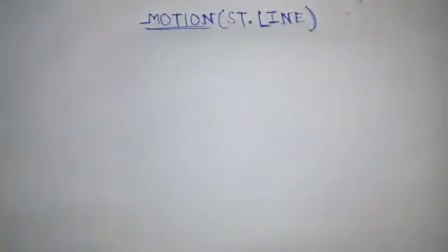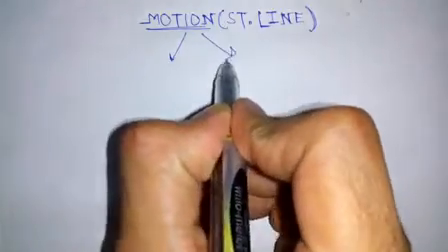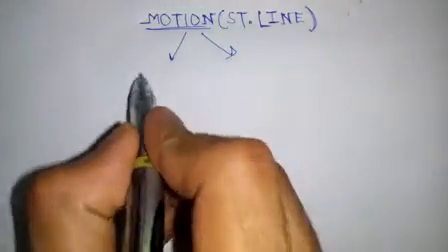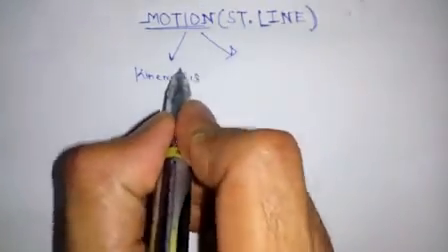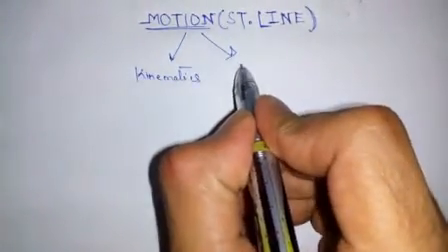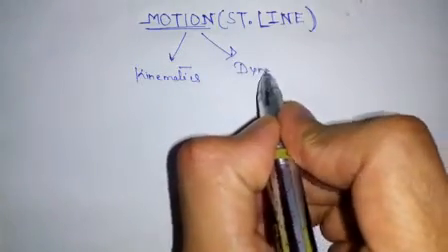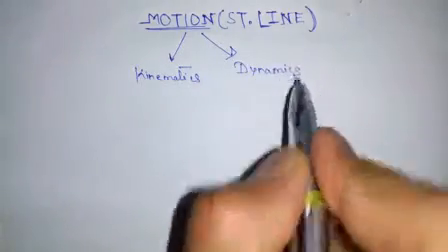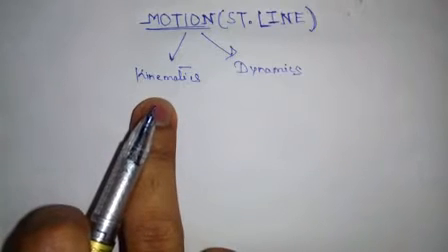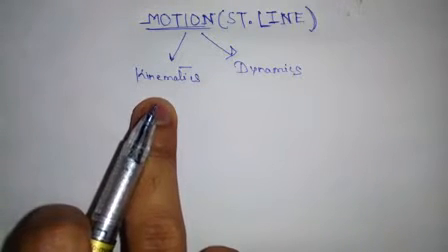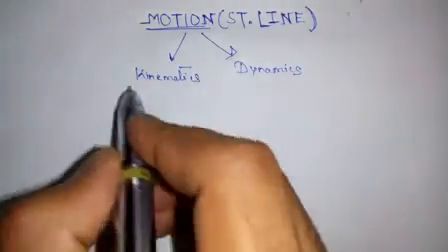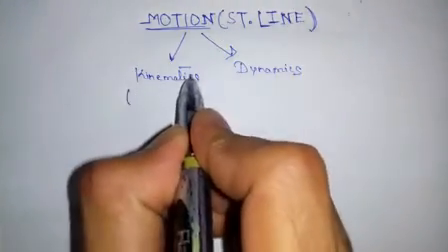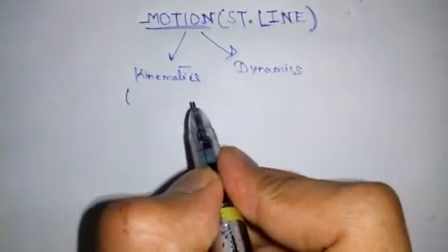Correct? Now, motions are basically of two types. One is kinematics, the kinematic study of motion, and next is dynamics. Kinematics means the branch dealing with motions without going into their causes. For example, it doesn't relate with why the motion happens.